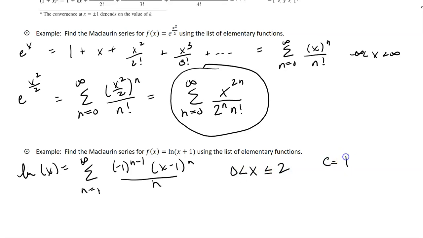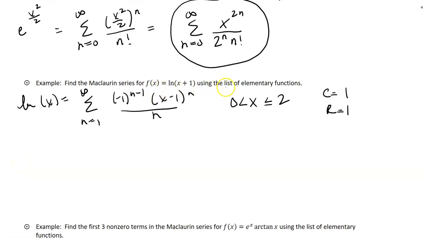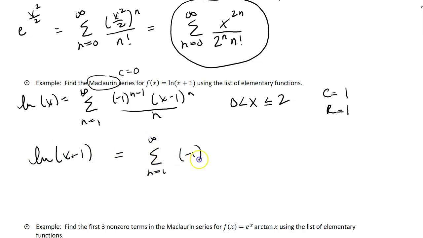And here you have c equals 1 because we have x minus 1 to the nth power, and r equals 1. Now with this one, we want a Maclaurin series, so we want our c to be 0. So hopefully when we plug in the x here, that's going to take care of it. Otherwise we might have to do some adjustments. But the natural log of x plus 1 would be the sum from 1 to infinity of negative 1 to the n minus 1. Notice the n's don't change. Here we get x plus 1 minus 1 to the nth power. So wherever there was an x, there is now an x plus 1.